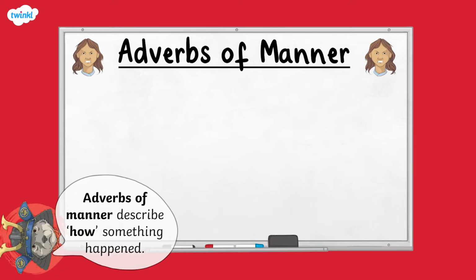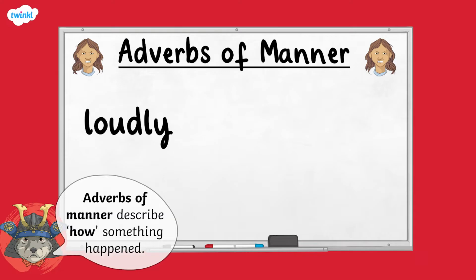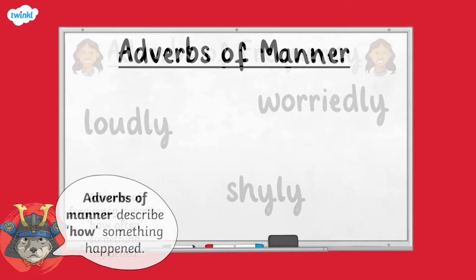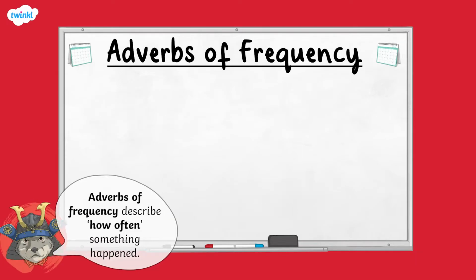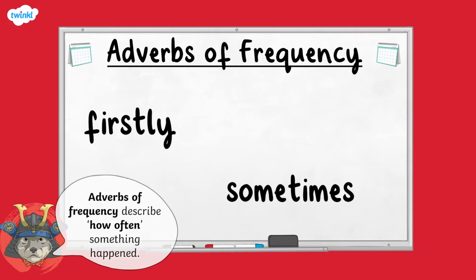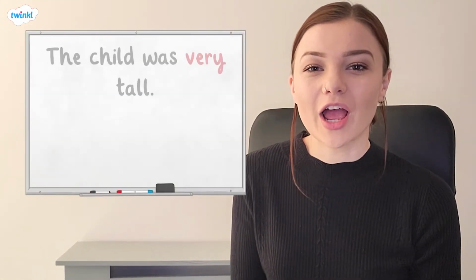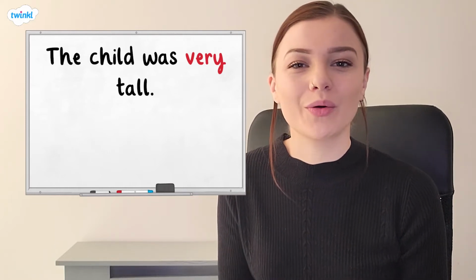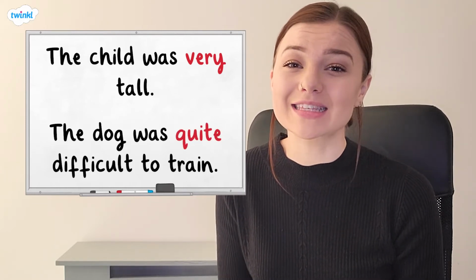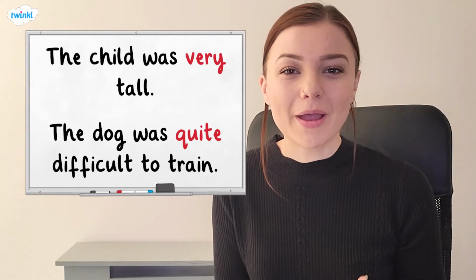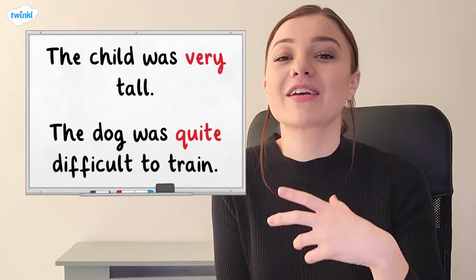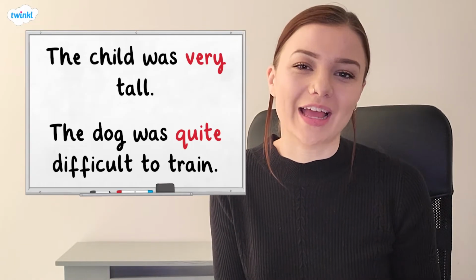Adverbs of manner describe how something happened, such as loudly, shyly, worriedly. Adverbs of frequency describe how often something happened. Firstly, sometimes, monthly. Here are some examples of when adverbs can be used to describe adjectives. The child was very tall, or the dog was quite difficult to train. In both of these sentences, the adverb is giving us more information about the adjective.